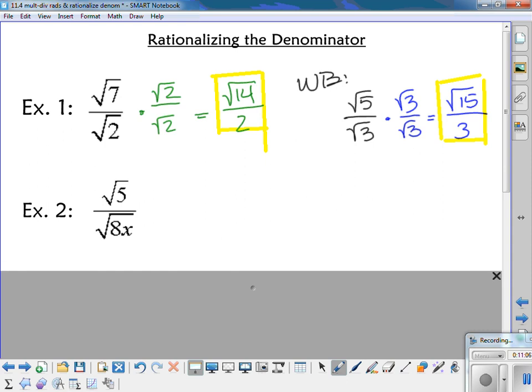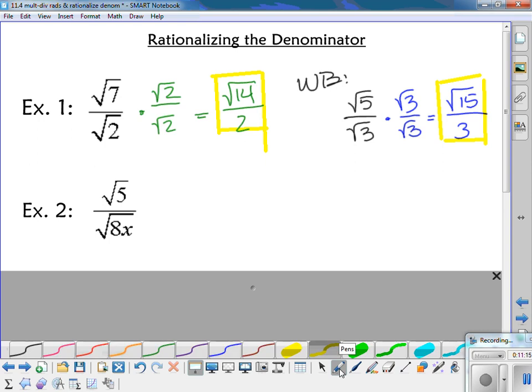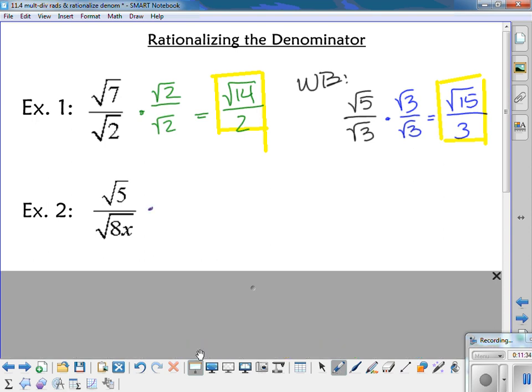But sometimes you don't have to use numbers that big to make it work out. Because if I did 8, now I'm going to have 64 on the bottom and 40 on top, and it's going to be bigger numbers than I really have to work with. Can you think of something I could multiply 8 by and have it come out to a perfect square? I can multiply it by 2, yeah, because 2 times 8 is 16. Now, what about that x? So I need that to be a perfect square also. So I need another x. So I'm going to multiply the top and the bottom by 2x over 2x.